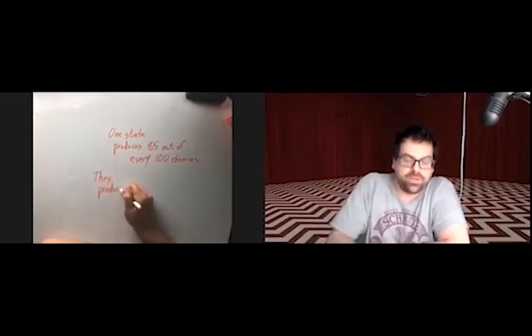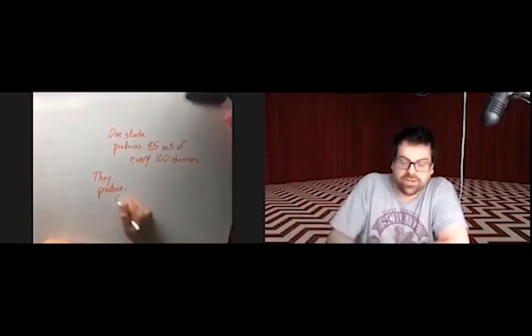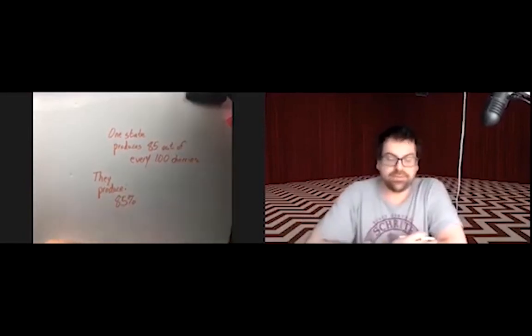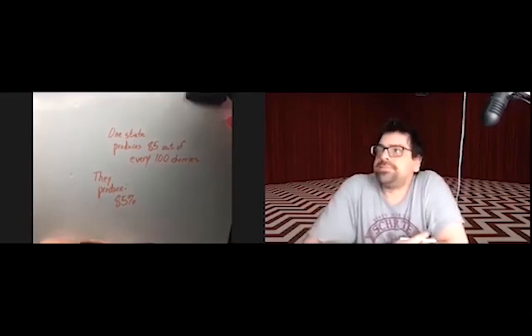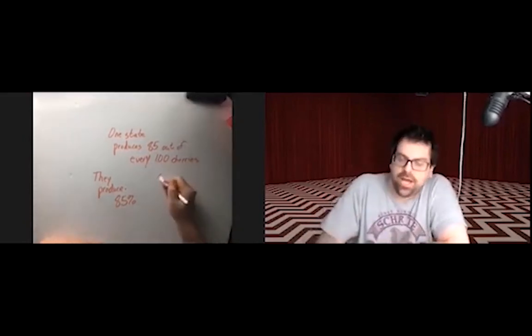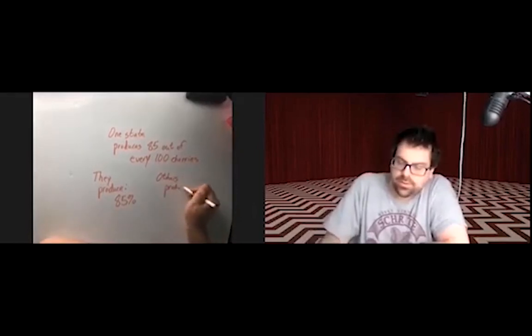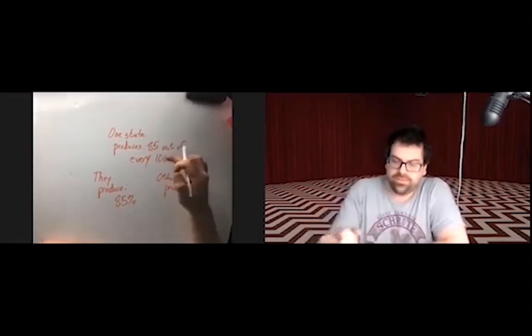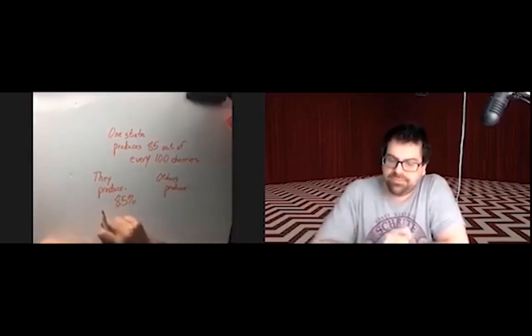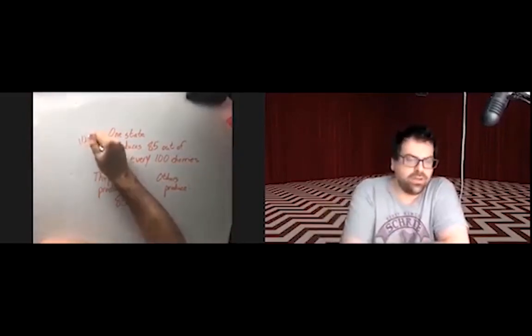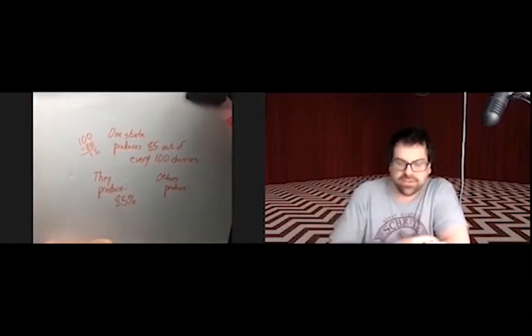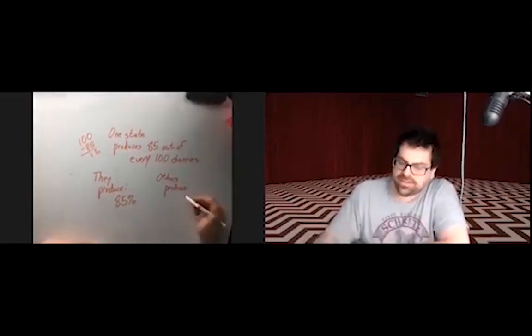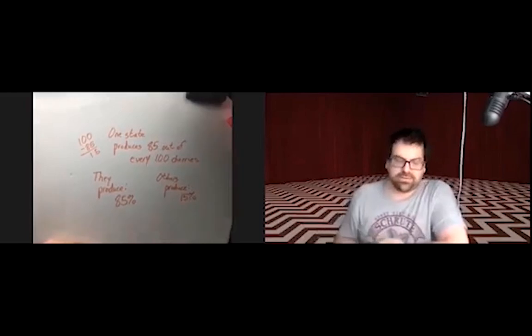They produce 85 out of 100, 85% of the cherries. How about others? What do they produce? Well, if the one state produces 85 out of 100, 100 minus 85 tells us there's 15 left out of every 100 for the rest. 15%.